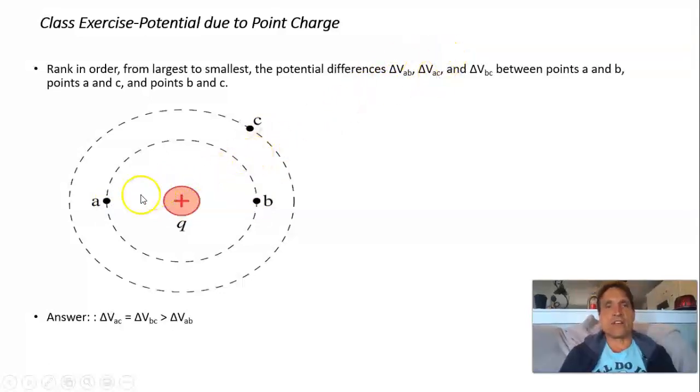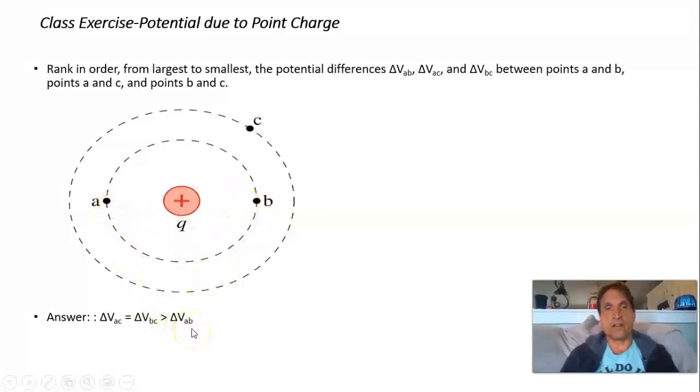Delta VAC is the potential difference between points A and C, and delta VBC is the potential difference between points B and C. Now, if we look at A and B, they are the same distance r from the source, so they must have the same potential V. In fact, they're on the same equipotential surface. So the potential difference between point B and point A is 0. Delta VAB is 0. They're both at the same potential.